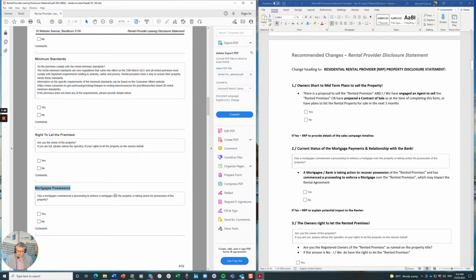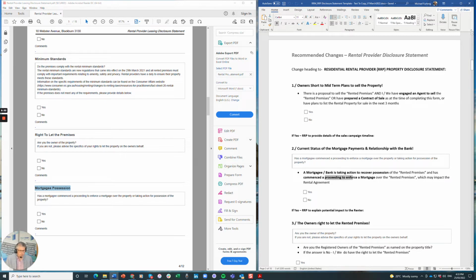It's a little bit different to here, of the rented premises, and has commenced a proceeding to enforce a mortgage over the rented premises, which may impact the rental agreement. So yes, no, and then if yes, RRP to explain potential impact to the renter. So I've got that. That's the actual. That's it there. But when you're doing it, you're just not going to worry about that. I'm just using it so you can see where it sits and what it should look like inside the box. And again, using a bullet point. What I've done here is I've made that bold as well, and you've got your heading.